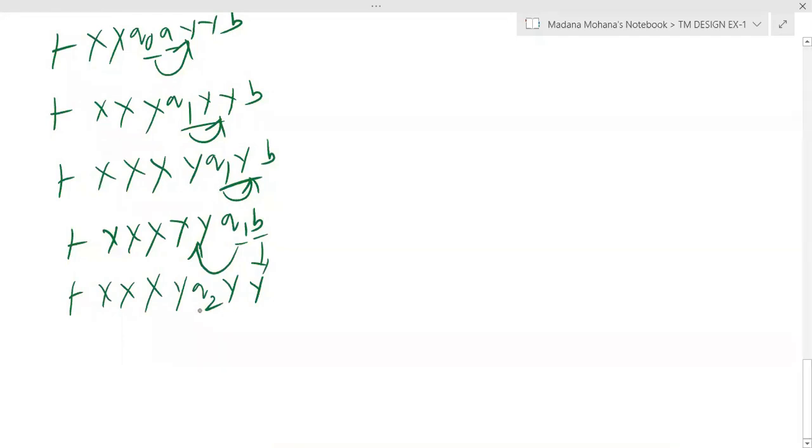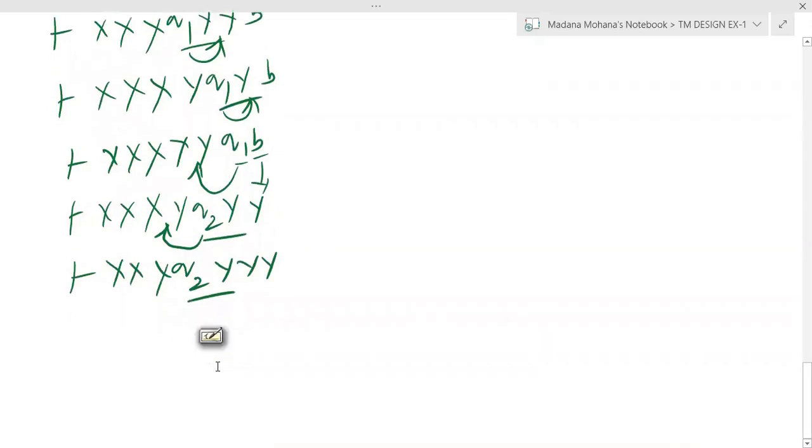Now Q2 Y. Q2 Y also skips; this transition is already there. Now Y is replaced with Y, then it moves left without changing state. Now Q2 Y Y Y. So here again we got Q2 Y only.